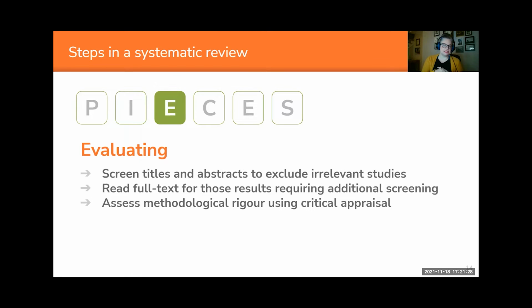The first E stands for evaluating. So this is the level where you will screen the titles and abstracts as your level 1 screening to remove irrelevant studies. And then of the ones that you kept, you will screen the full text of those studies to ensure, again, that these are articles that you would like. And then at the end, you'll critically appraise the studies that you've decided to include to get a sense of their rigor and the risk of bias.